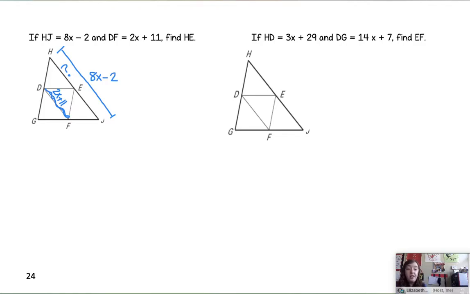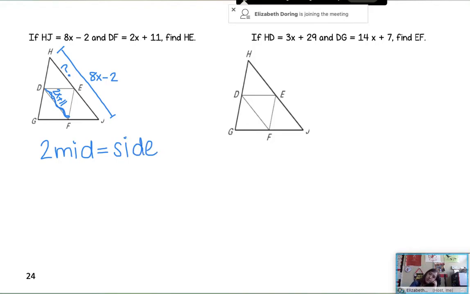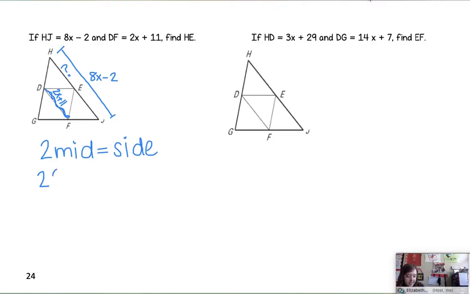Okay, so here's what we know. We know that 2 times the midsegment is equal to the third side. So what's going to go in for our midsegment in this case?